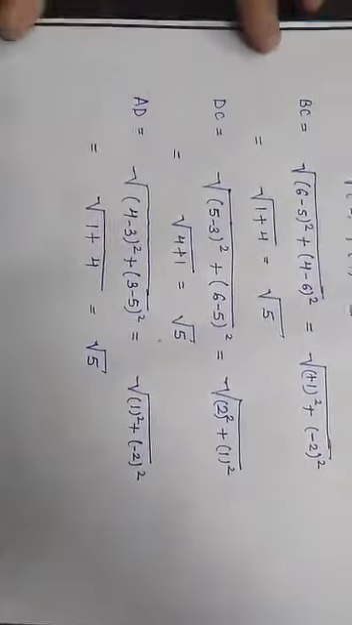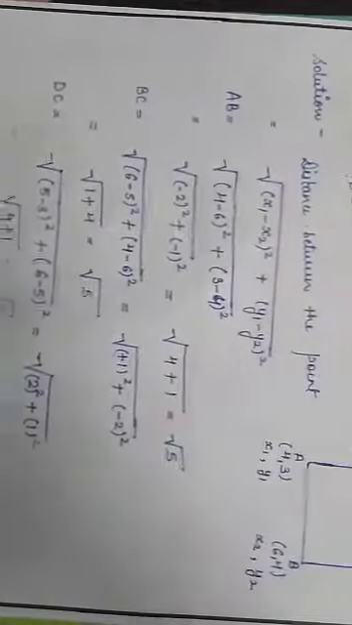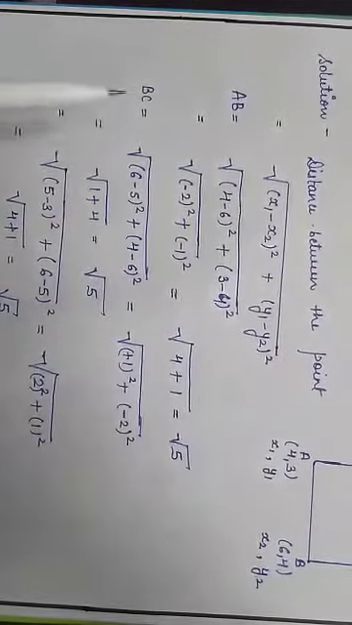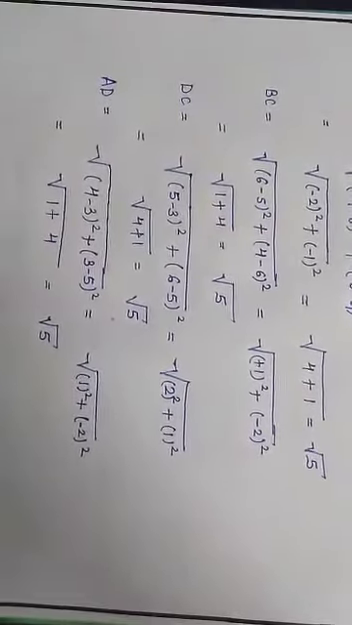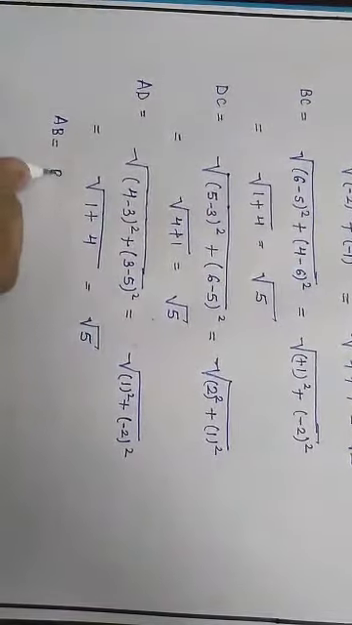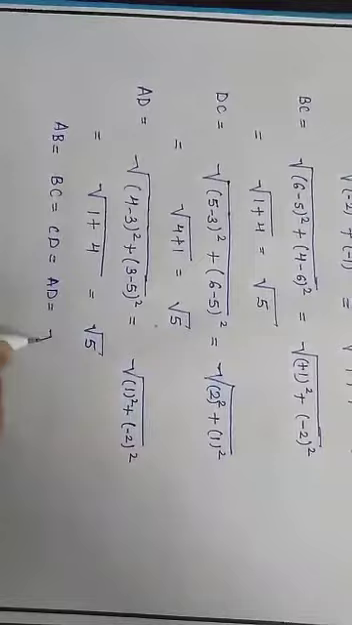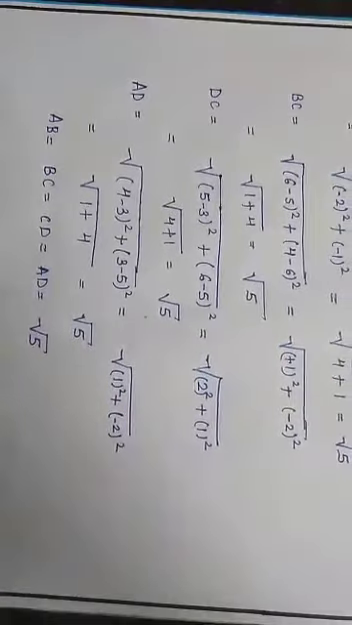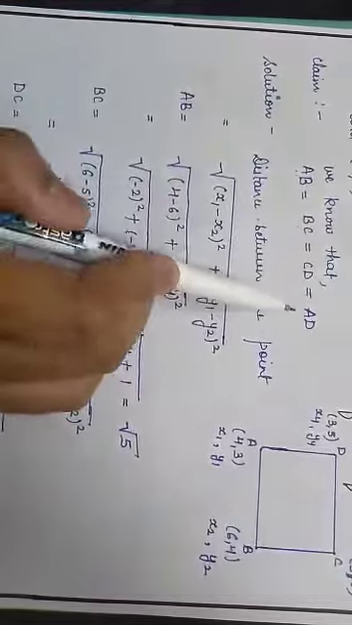Then after finding the lengths, we have to equate all the lengths. AB is root 5, BC is root 5, DC is root 5, and the last, AD, is also root 5. Then it can be written as AB equals BC equals CD equals AD equals under root 5. So at the last we have proved our claim that AB equals BC equals CD equals AD.